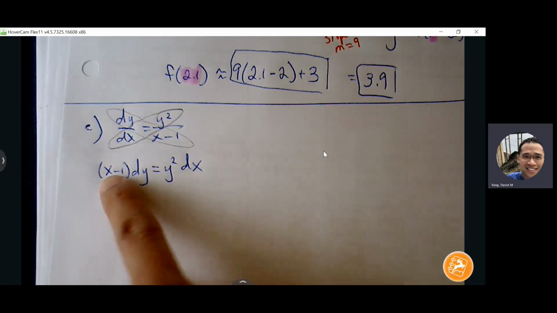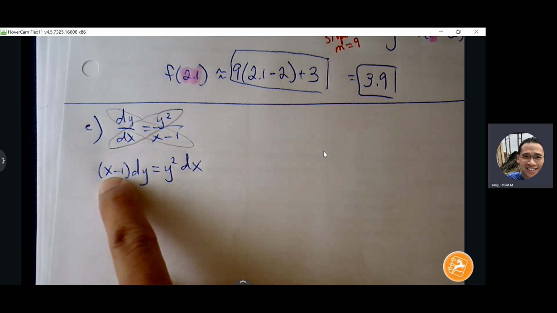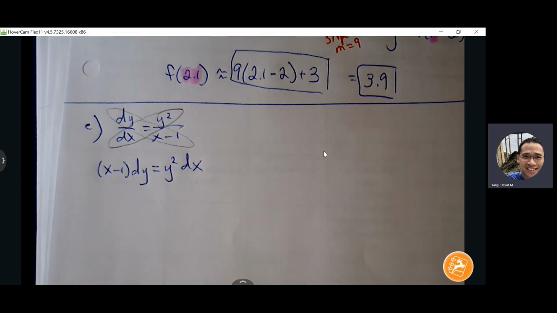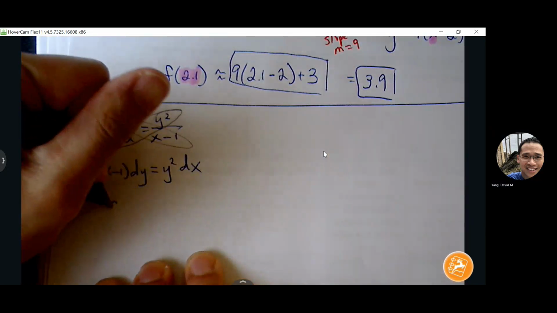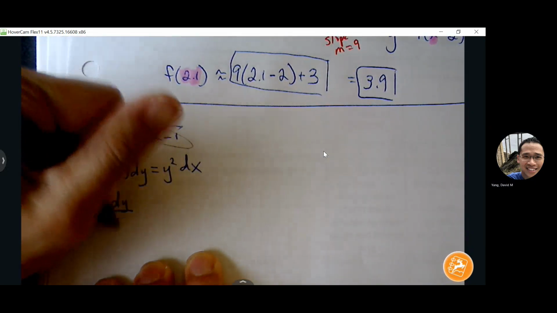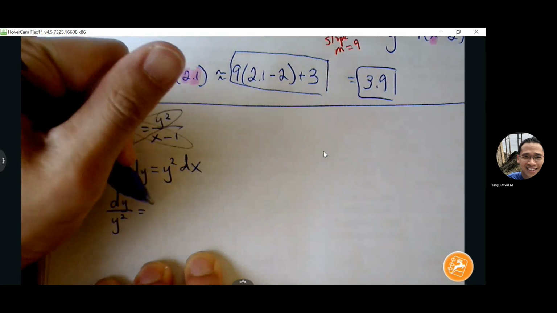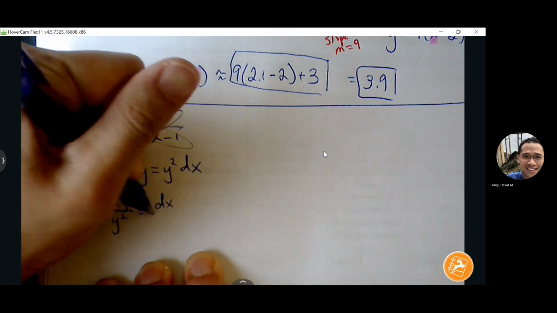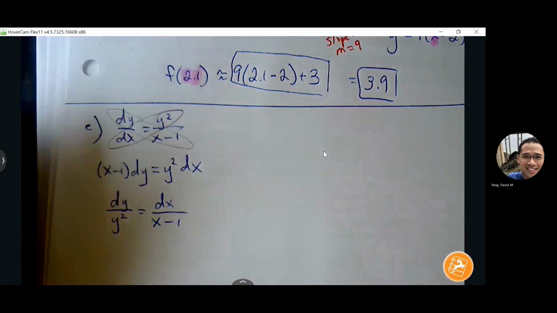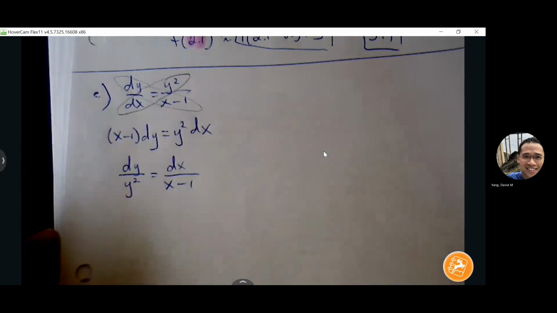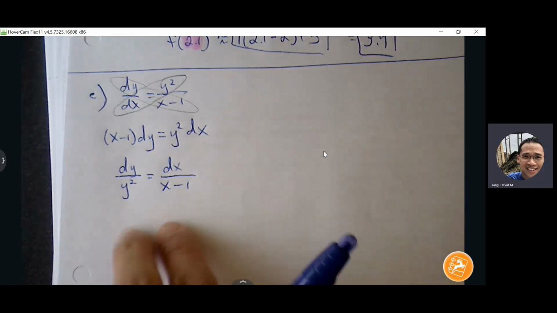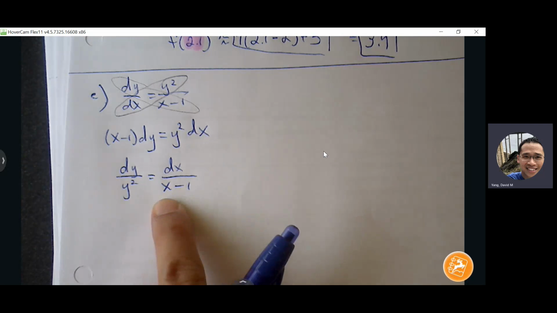Denominator of the left side. The x minus 1 has to move where? Denominator on the right side. So they're both going to swap places, and they're both going to end up in the denominator of the other side. Okay, full separation. Y is on the left, x is on the right.